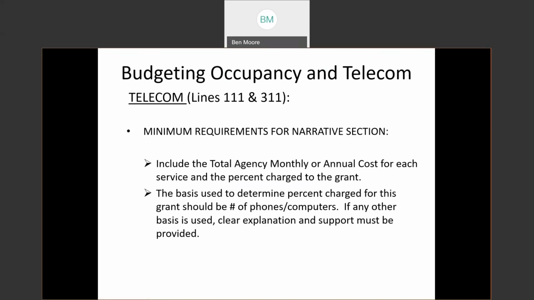For the minimum requirements for the narrative section of telecom, you need to include the total agency monthly or annual cost for each service and the percentage of that cost that is charged to this grant. Again, the basis used to determine the percentage charged for this grant should be most commonly the number of phones or computers. If any other basis is used, you need to clearly explain why and give some support as to why that is a reasonable basis.